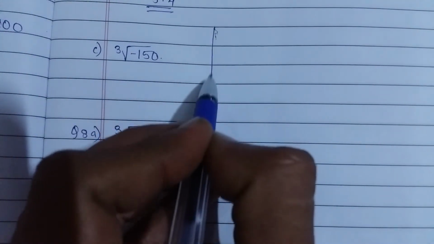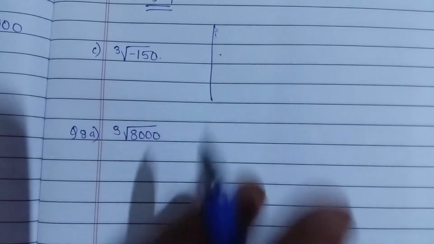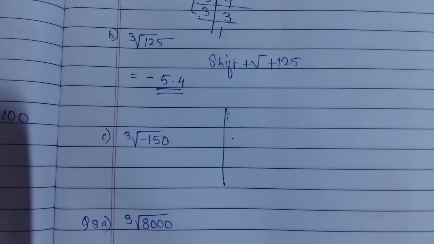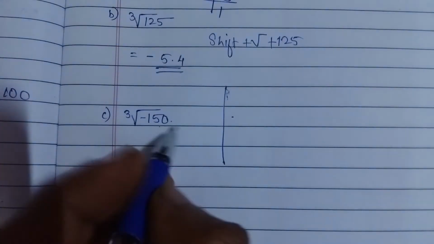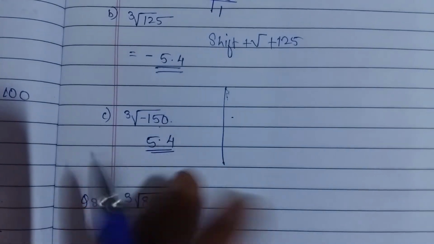Cube root of 150. Okay, we need to factorize 150. Oh, you can directly calculate on the calculator. You will get 5.4 as the answer.